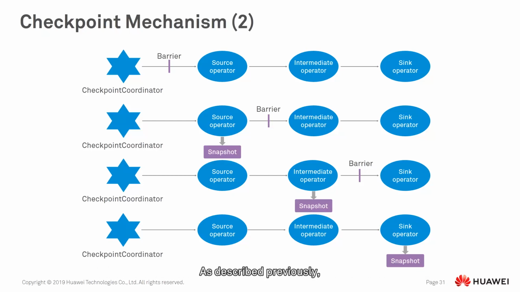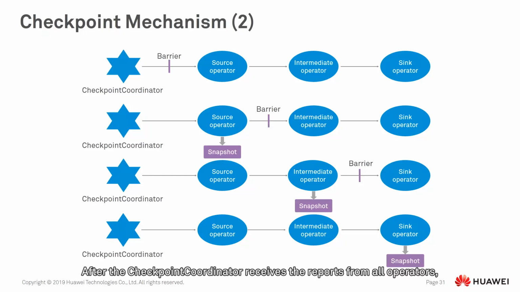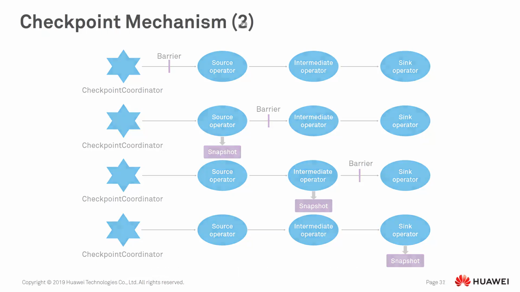As described previously, each operator creates the snapshot and broadcasts the barrier to downstream operators until the barrier is sent to the sink operator. The sink operator also performs the same operations. After the checkpoint coordinator receives the reports from all operators, snapshots of this checkpoint interval are created successfully. Otherwise, the checkpoint coordinator determines that snapshots of this interval fail to be created.